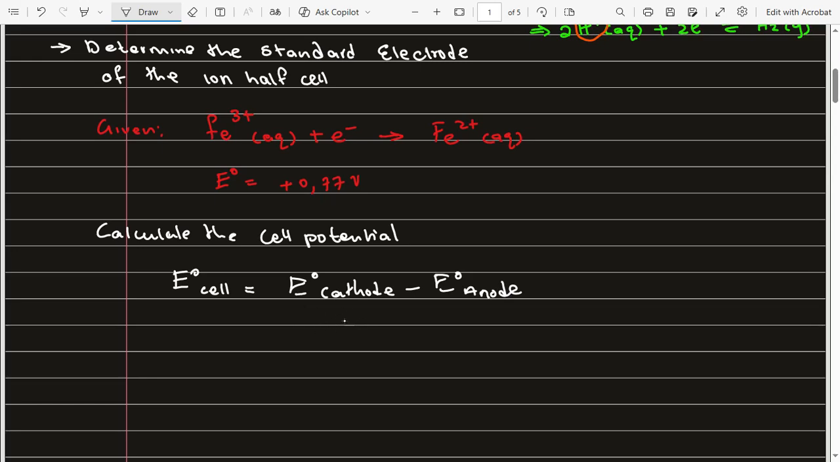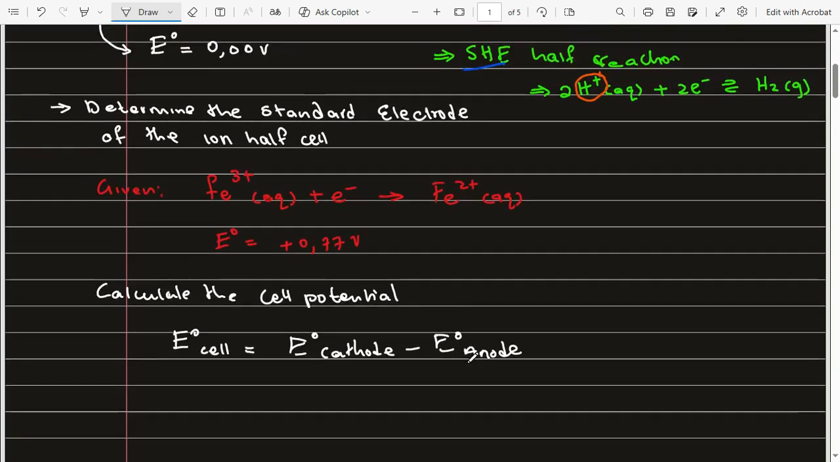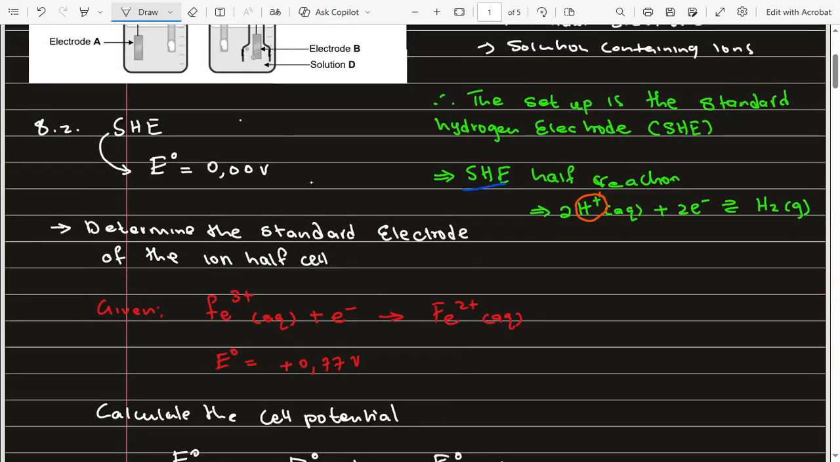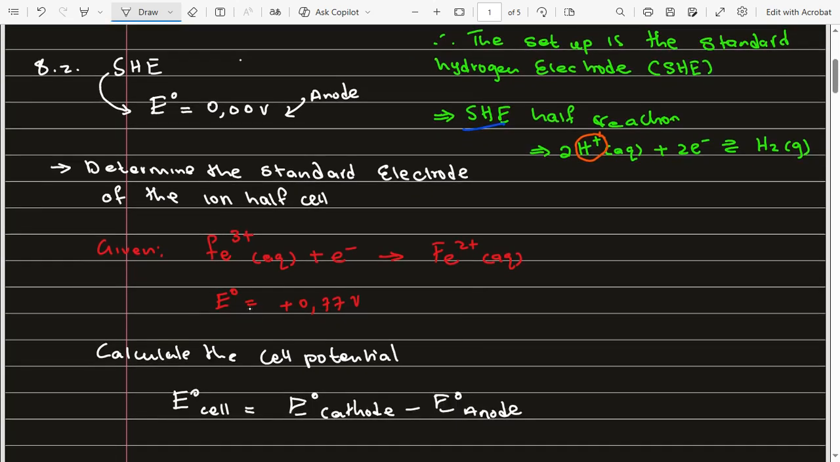Now what's next? We're going to substitute in our values. We need to understand which one is the cathode and which one is the anode. Looking at this, the one that is given, which is this one here, is going to be my anode, and this one here is going to be my cathode.